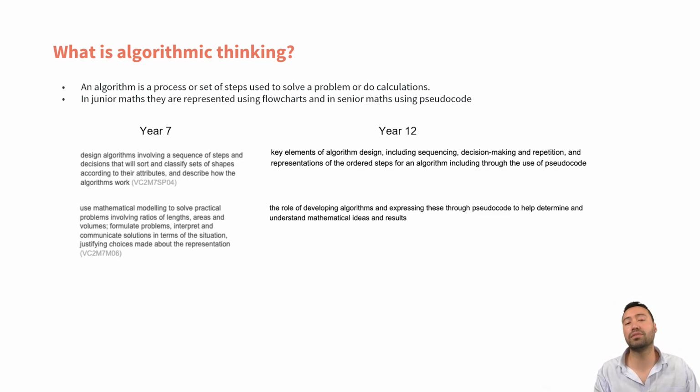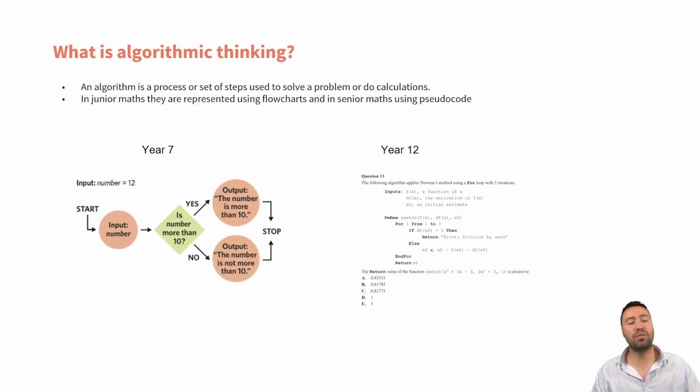So to cut a long story short, we need to teach algorithmic thinking, but you don't need to worry because Edrolo has you covered. In Year 7, we introduce algorithmic thinking in the form of flowcharts. And in Year 12, they need to be able to understand pseudocode. What is pseudocode? Pseudocode is an informal way of understanding or writing a program. It's not specific to a computer programming language, but it's the background, the understanding of maths behind programming that we're teaching.